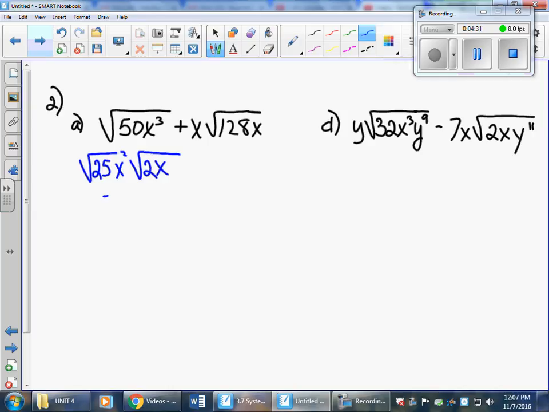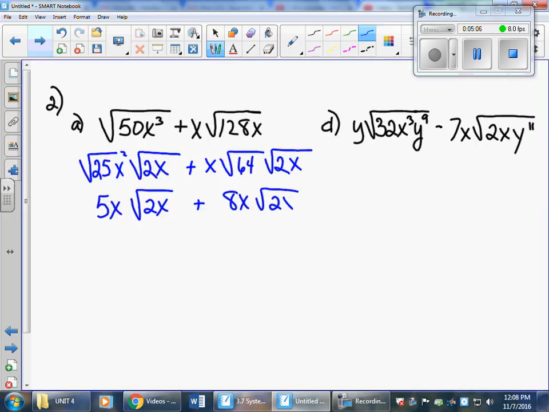So this becomes 5 is our rational portion, 5x radical 2x. Now we have another part here, plus x, perfect square, I don't care. 128, when you think about 128 divided by 2, that is 64. So 64 times 2, and we have an x left over here. So let's simplify this again. Now, this becomes x times 8, so this becomes plus 8x, I'm going to put the variable in the back, radical 2x.